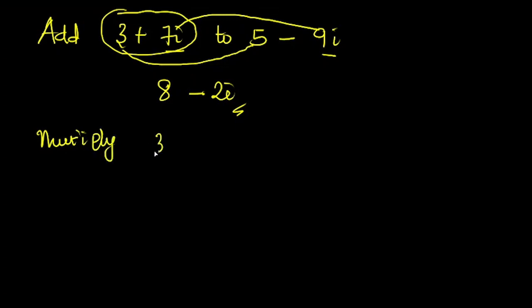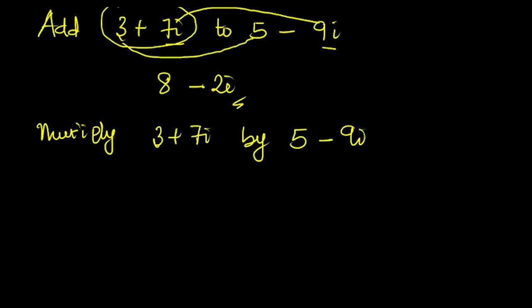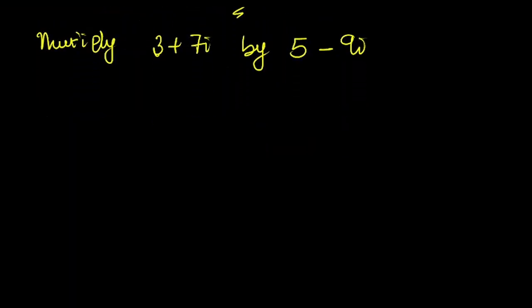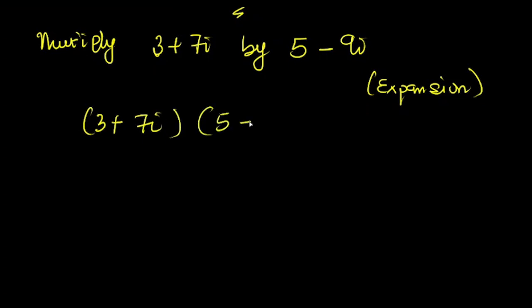If we are to multiply 3 plus 7i, let's just say the same number, by 5 plus 9i, if we are to multiply these two numbers, the method of multiplying is just our normal expansion method. We multiply as though we were expanding algebraic expressions. This is not an algebraic expression, but if you see it for the first time, you would think it is, if you are not familiar with the topic called complex numbers. You just take it as if you are dealing with algebra and you multiply. You use your FOIL method.